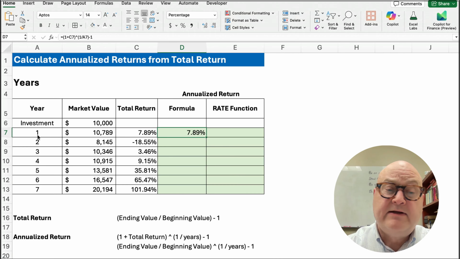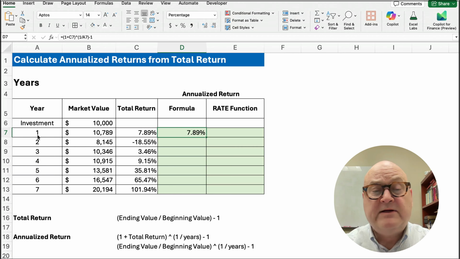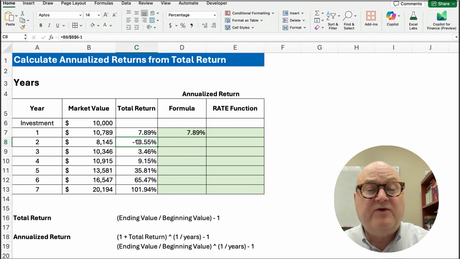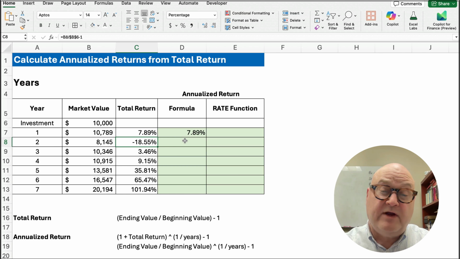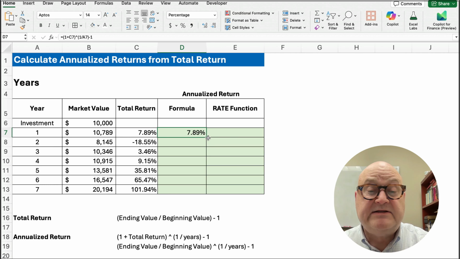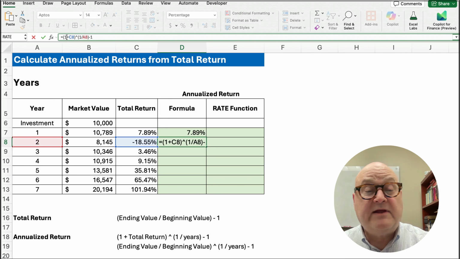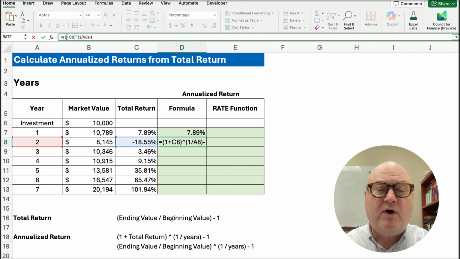But what about year 2 and 3 and 4? So what happens is, if we lose 18% over the course of 2 years, it's going to be about a 9% loss each year. So let's just copy this down. I'm using the same formula, right? It's going to be 1 plus the negative 18% to the 1 over 2 power, and then subtract out the 1.